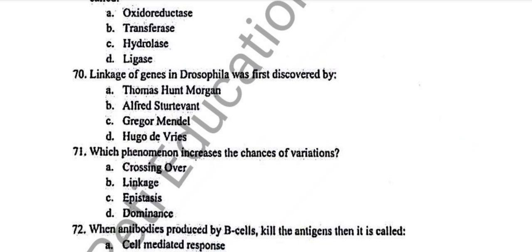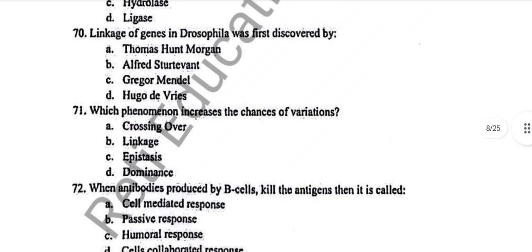Question number 70. Linkage of genes in Drosophila was first discovered by A. Thomas Hunt Morgan, B. Alfred Sturtevant, C. Gregor Mendel, D. Hugo de Vries. And the correct option is A. Thomas Hunt Morgan. Morgan discovered gene linkage using fruit flies. Alfred discovered gene mapping. Gregor Mendel, laws of inheritance, and Hugo de Vries, mutation theory.